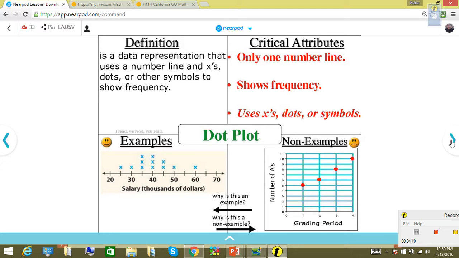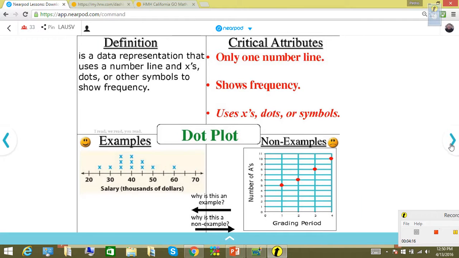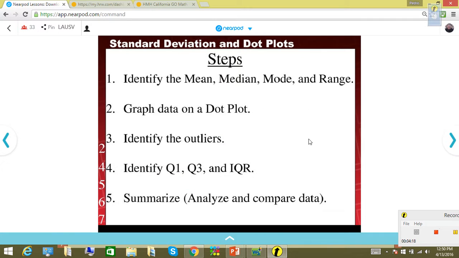All right, I'm going to forward the slide to your iPad, but if you're not done copying the rest, it's going to be on the screen over here. However, we already have these steps. You don't need to copy those. Okay, and the steps are basically we're still identifying mean, median, mode, and range. We're still graphing the data on dot plots. We're identifying outliers. We know how to find Q1, Q3, but today I'm going to show you how to find the IQR. And then at the end, we're going to summarize our data.